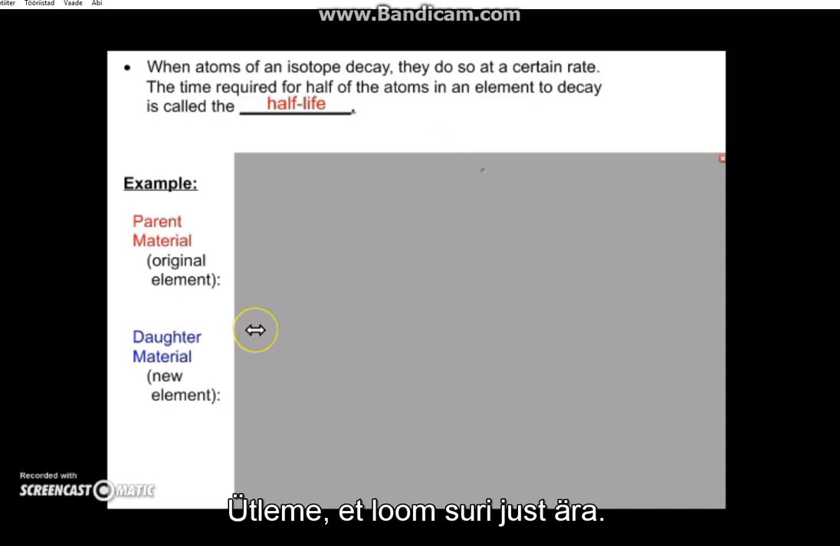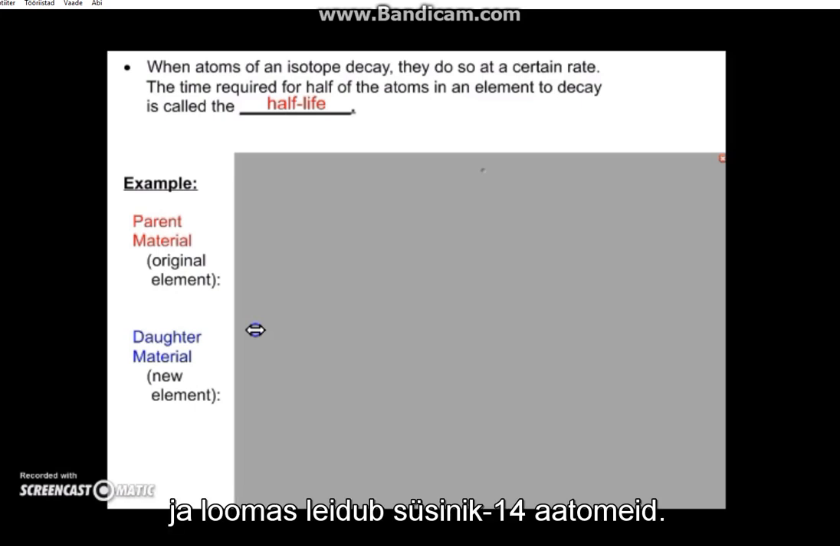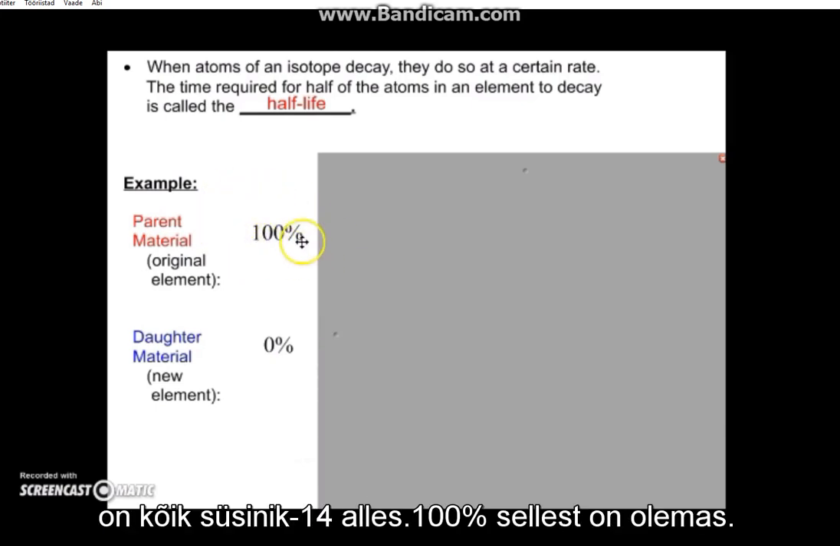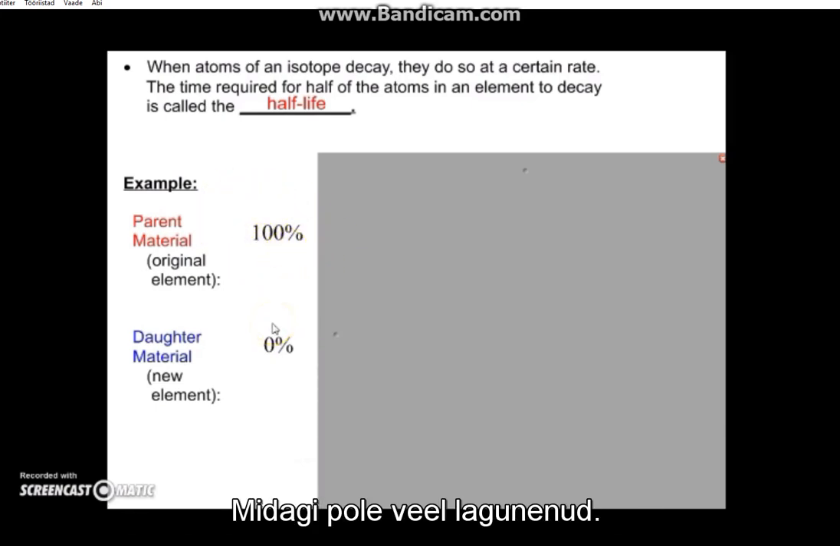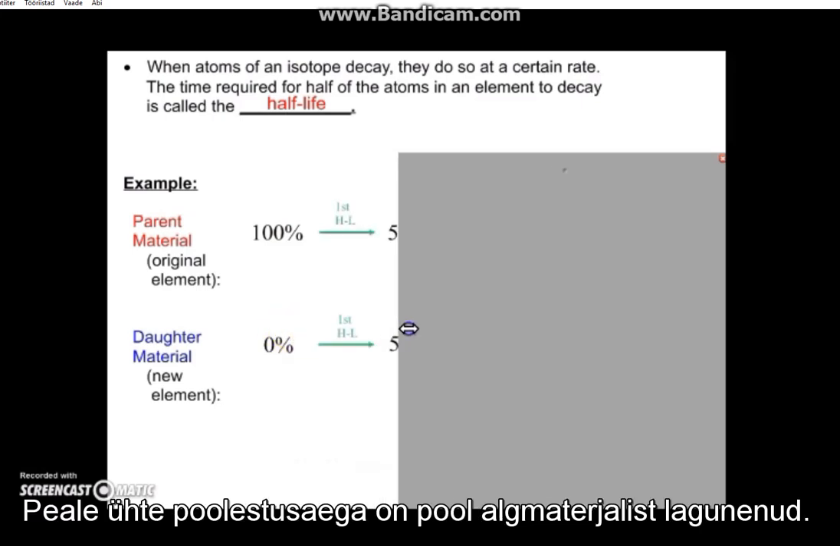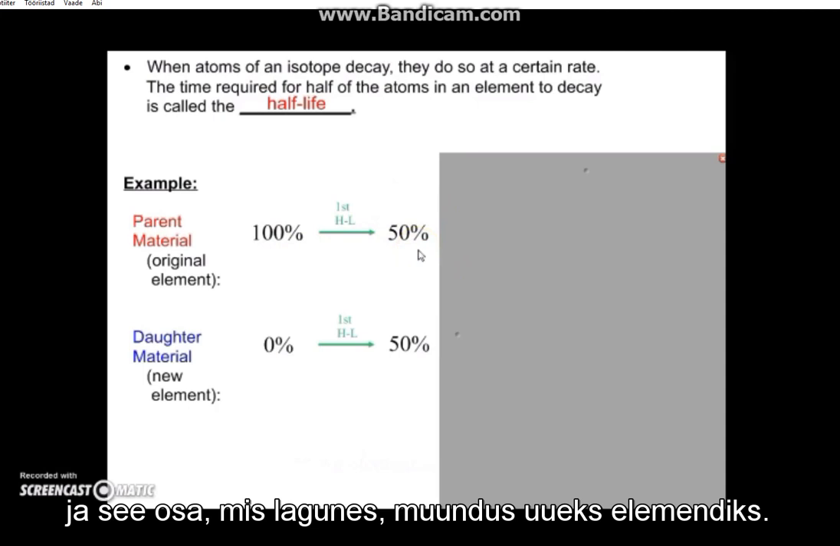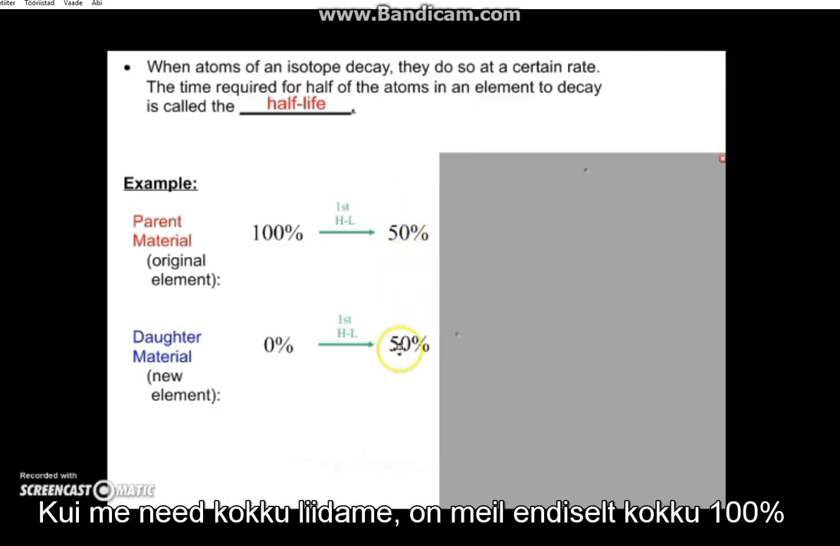So let's say that an animal just died, and the animal has carbon-14 in it. The moment that it dies, all the carbon-14 is still there. 100% of it is there. Nothing has decayed yet. After one half-life, half of the parent material will decay. So now there's only 50% of the parent left, and the part that decayed turned into the daughter. When we add them up, we still will have 100%.